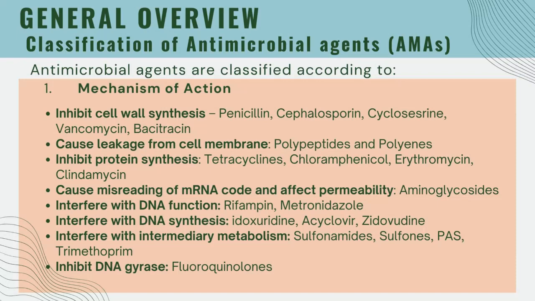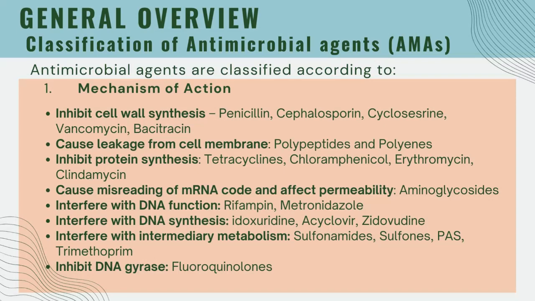Based on the mechanism of action, the first one is inhibit cell wall synthesis. These drugs are the penicillin, cephalosporin, cycloserine, vancomycin, and bacitracin. The other one is causes leakage from cell membrane, which are the polypeptides and polyenes. Next is inhibit protein synthesis, which are the tetracyclines, chloramphenicol, erythromycin, and clindamycin. Cause misreading of mRNA code and affect permeability are the aminoglycosides.